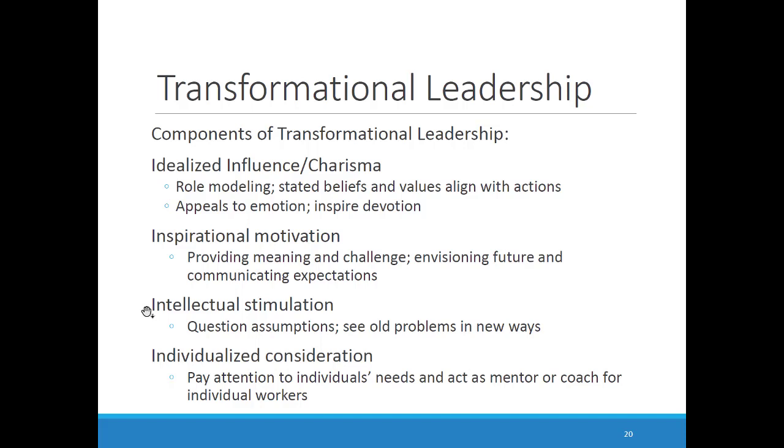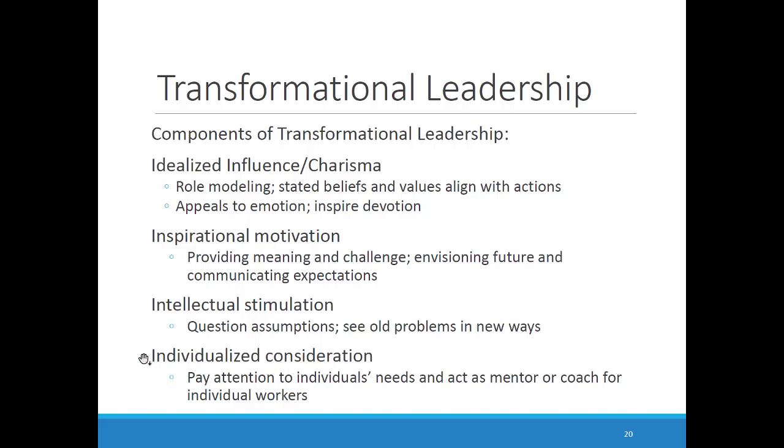The next piece is called intellectual stimulation. This is where a leader allows their followers to question their assumptions and see old problems in new ways. So a transformational leader will make people question the status quo and say, maybe we need to do things a little bit differently. Maybe we need a new approach here.